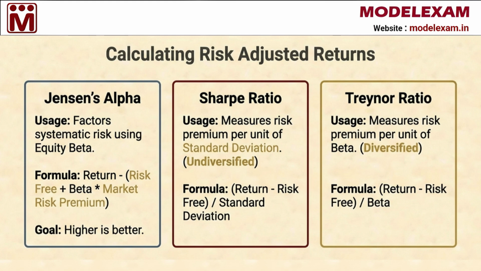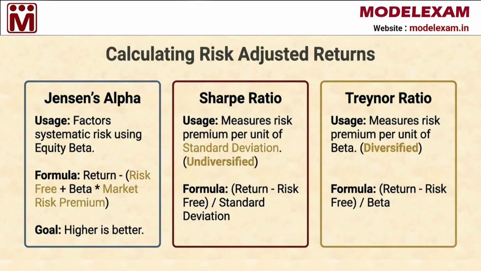First is Jensen's alpha. This measures how much a portfolio beats the expected return based on its risk. The formula is the return on the portfolio minus the result of the risk-free rate plus beta multiplied by the market risk premium. A higher alpha is better.